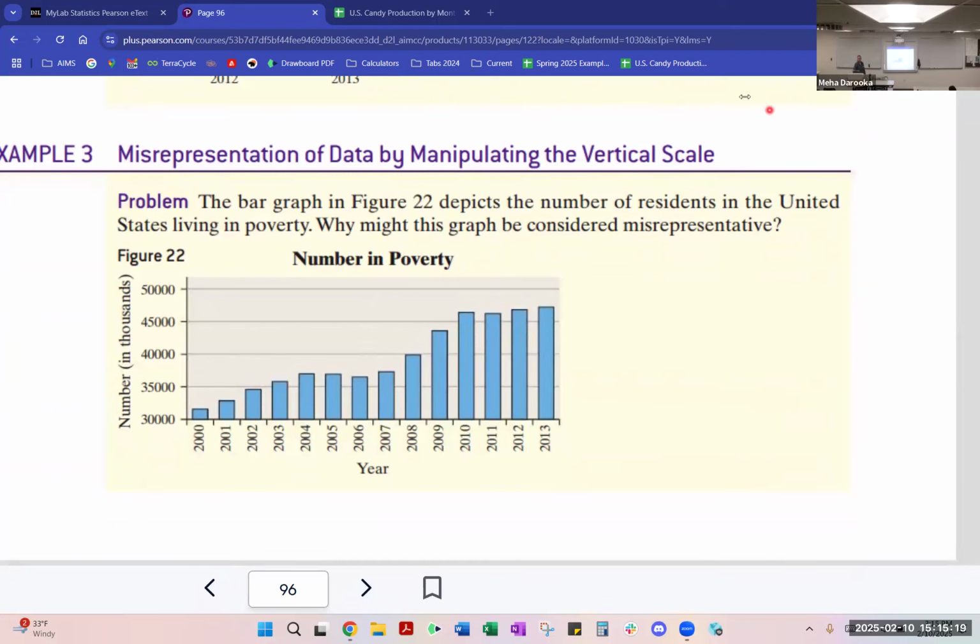Okay. So then let's take a look at this graph over here. The bar graph depicts the number of residents in the United States living in poverty. And same question, they're asking us, why could this be considered misrepresentative? You can see we're going from the year 2000 to 2013, and we've got the number of people or residents living in poverty. So what's a concern on this graph? Yeah, again, the vertical axis is not starting at 0. It starts basically at 30,000 as the number of households.